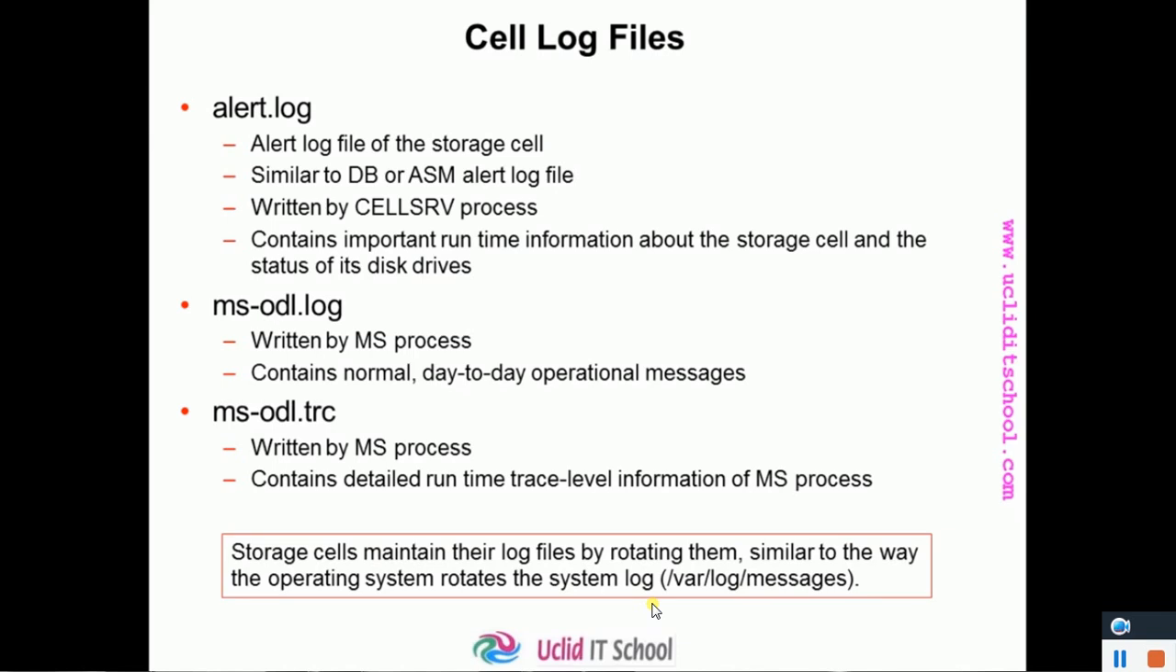Then next is MS, the management server process. The management server has two log files. One is in the form of a log file, another is in the form of a trace file. These are the names: ms-odl.log and ms-odl.trace, written by the MS process. The log file contains normal day-to-day operational messages. The trace file, as the name suggests, contains detailed runtime trace level information.